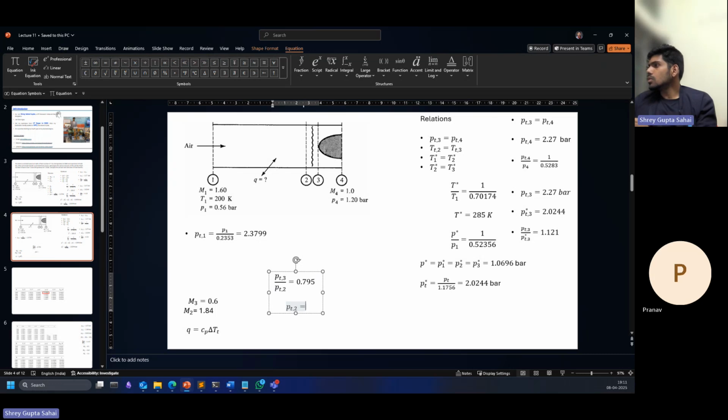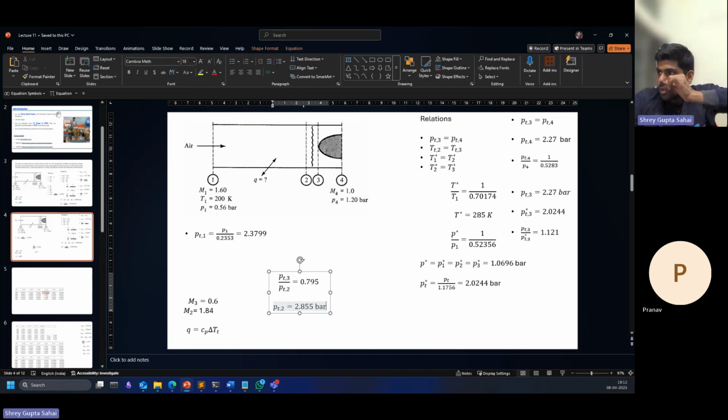P naught is equal to 2.27 divided by 0.795, which is 3.855 bars. Now, the total pressure, which is 2.0244.